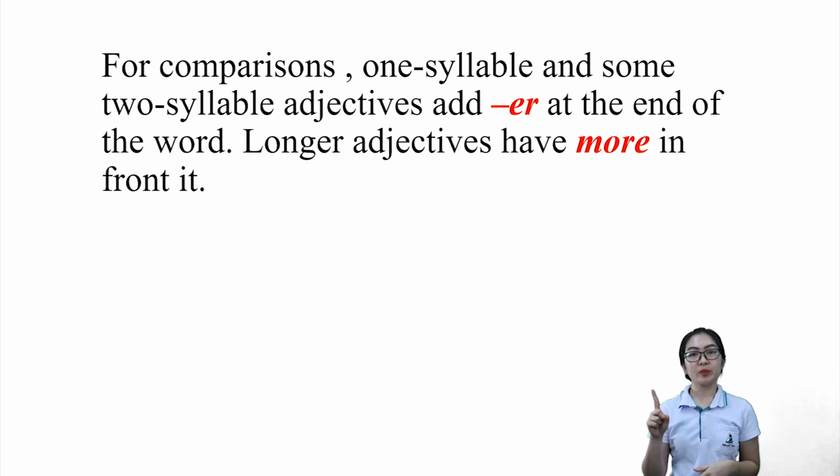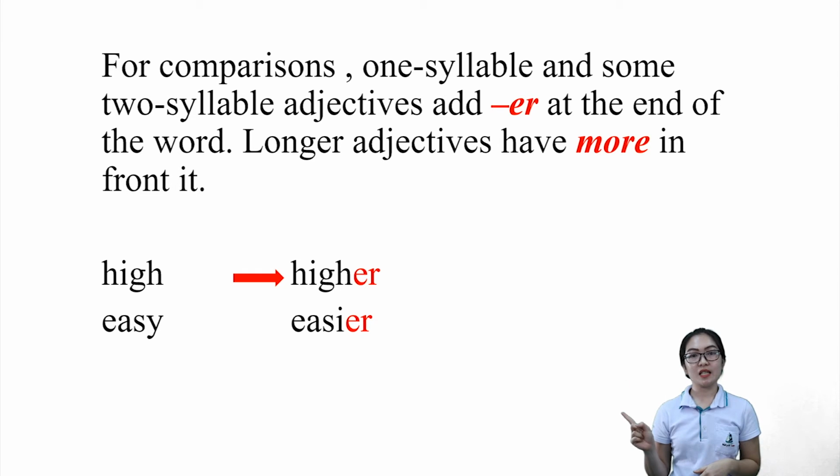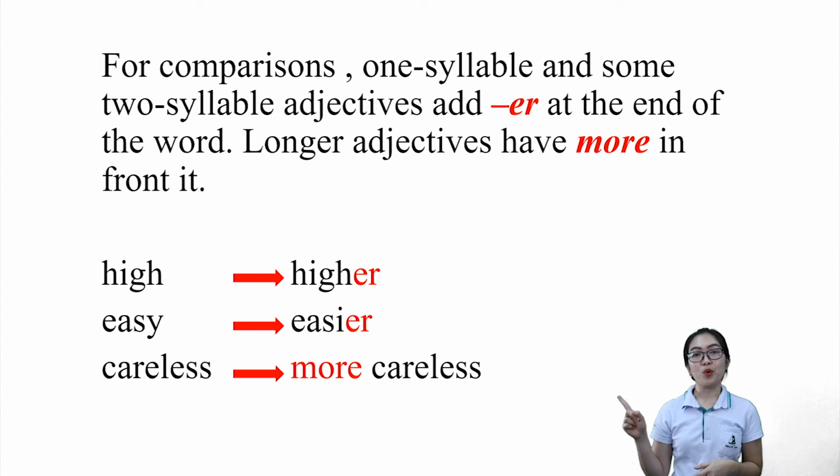For one-syllable and some two-syllable adjectives, we add -er at the end of the word. For example, the word high becomes higher, and easy becomes easier. However, for longer adjectives, we add more in front of it. Like for the word careless, it becomes more careless.